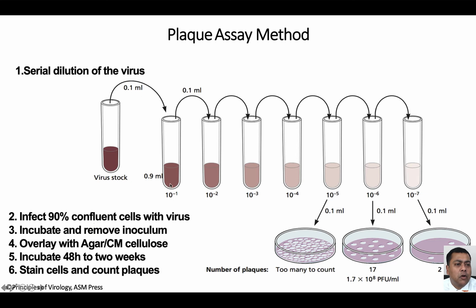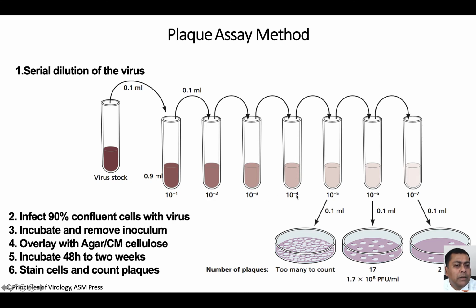So here we start with a virus stock, and you take 0.1 ml of this virus stock and add it to a test tube having 0.9 ml of diluent. So you are adding 0.1 ml to 0.9 ml, so the volume becomes 1 ml. Out of 1 ml, 0.1 ml is the virus, so your virus is diluted 10 times. So 10 to the power minus 1 is the concentration of the virus. Now you take 0.1 ml from here and put it in another 0.9 ml. So you have 10 times dilution here, 10 times dilution here. From the first to this is 10 to the power minus 2, or 100 times dilution.